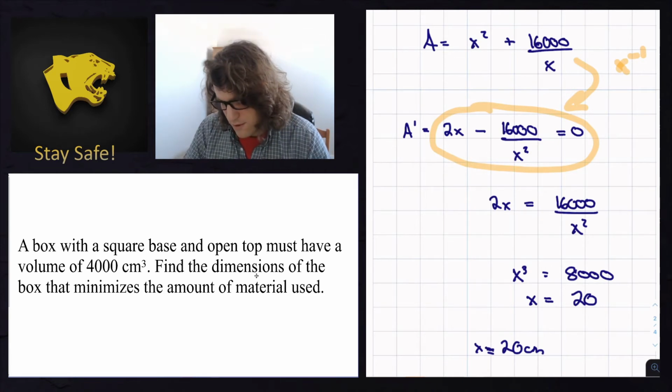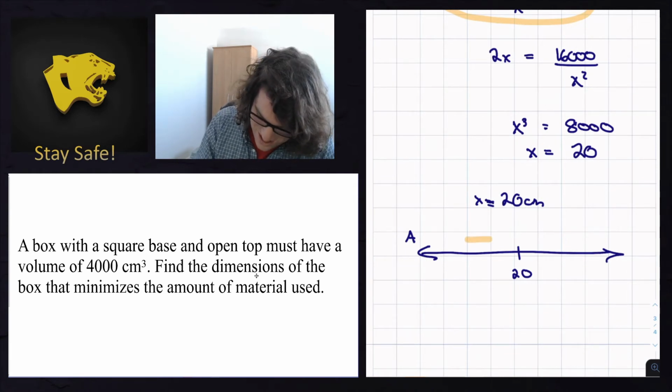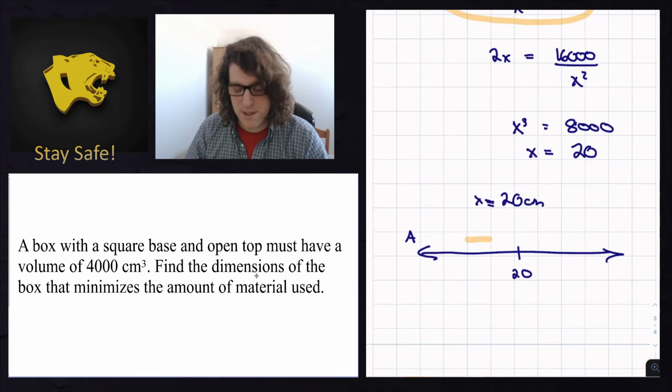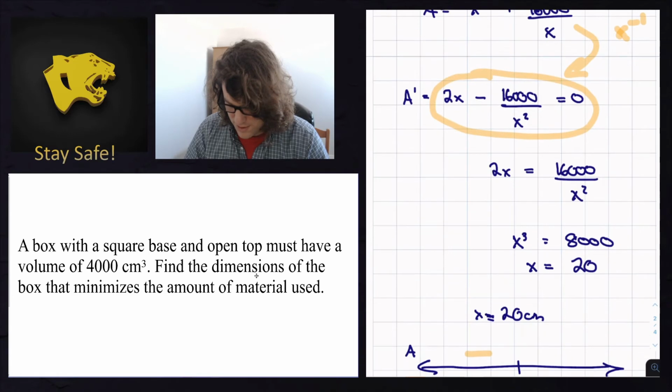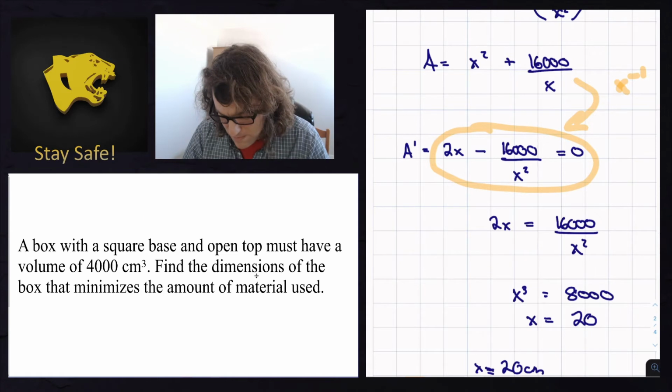So if I were to put in 1, for instance, that would be 2 minus 16,000. That's very negative. So the first derivative test on this interval before we get to 20 is negative. If I do the same thing after 20, so I take like 30 for instance, that would be 2 times 30 is 60 minus, and we've got to just test to see if this is going to be bigger than 60 or not. So it's going to be, as I said, 30, so 16,000 divided by 900.